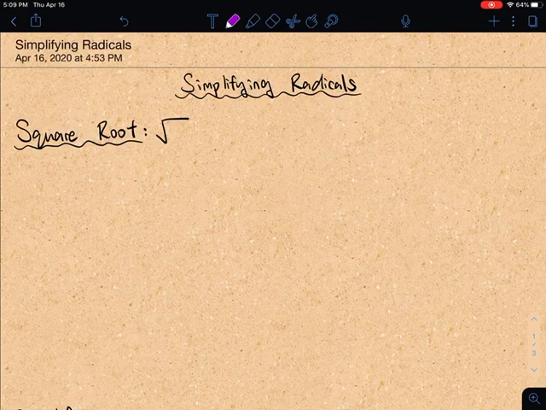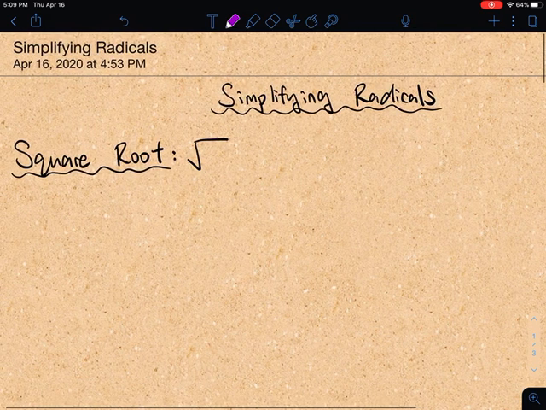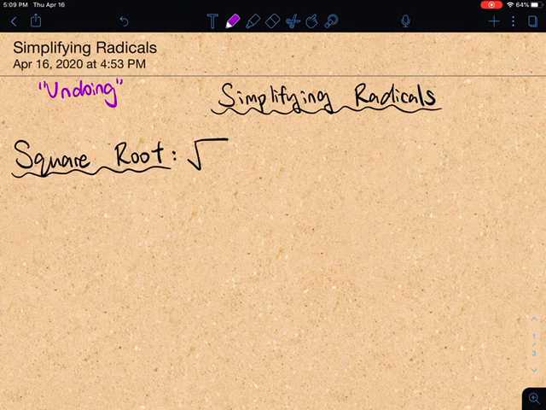Okay, hello again, everyone. Now we have been talking about how we can solve quadratic equations. So far, we've seen how we can solve by factoring, as well as how we can solve by graphing. Okay, so our next method that we're going to talk about is what's called solving by undoing.